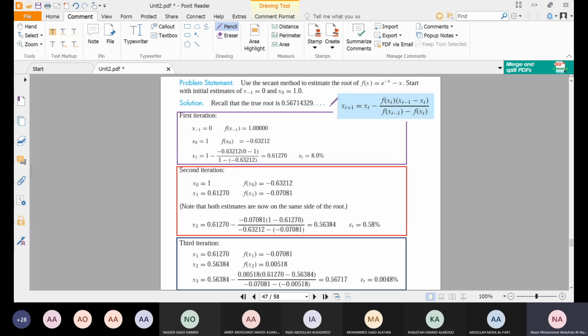minus x, starting from the initial guesses. We have two initial guesses now: x minus 1 equals 0, x0 equals 1. So we have two initial conditions, and the true value is like this one.